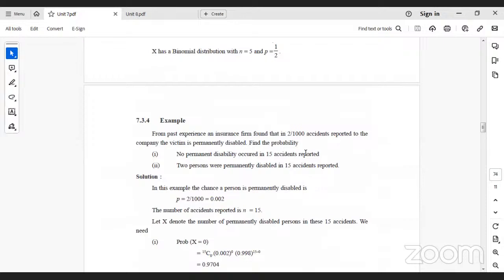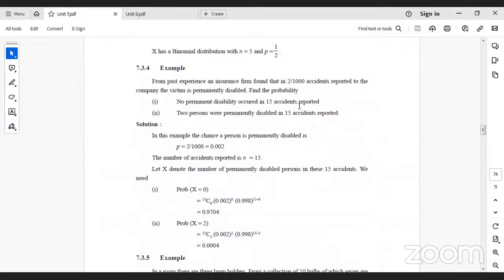X is the number of permanently disabled persons in these 15 accidents. P of X equal to 0 is 15C0 times 0.002 to the power 0 times 0.998 to the power 15. Here q is 1 minus p, which is 1 minus 0.002, since p plus q is equal to 1. So q is 0.998.